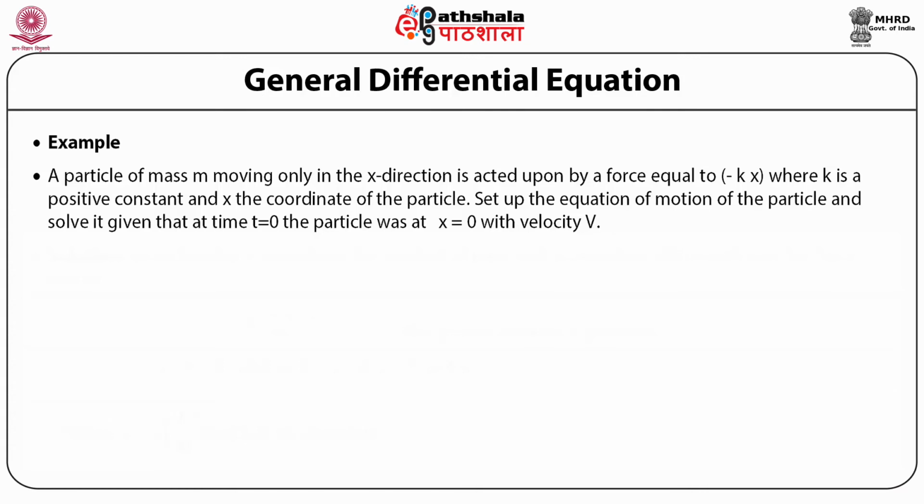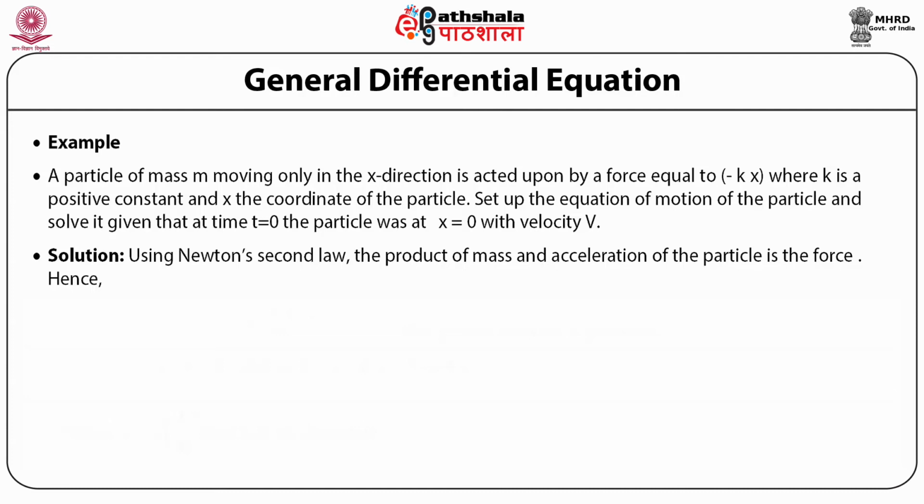You must have immediately recognized that this is a problem of a one-dimensional harmonic oscillator. How to set up the equation? We use Newton's second law, which says that mass times acceleration is equal to force, and acceleration in one-dimensional motion is d2x by dt square. Therefore, the equation which we immediately get is m times d2x by dt square is equal to minus kx, where m is the mass and k is the force constant. So this is a second order ordinary differential equation.